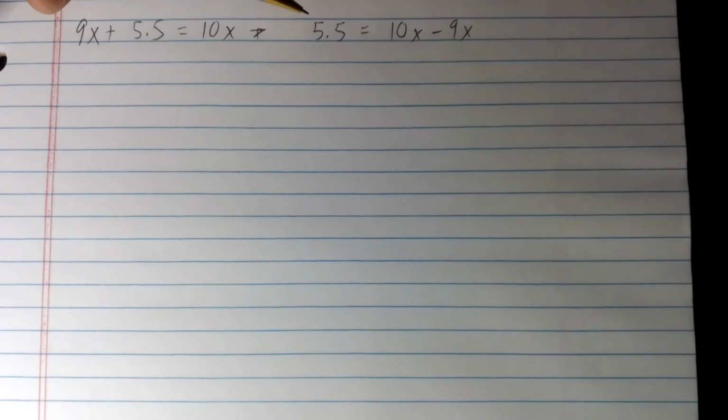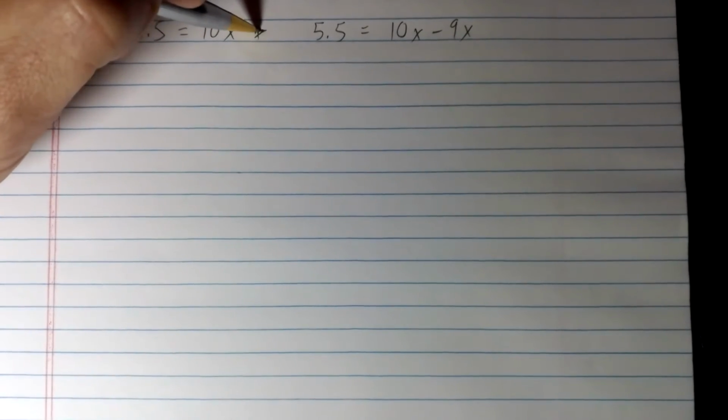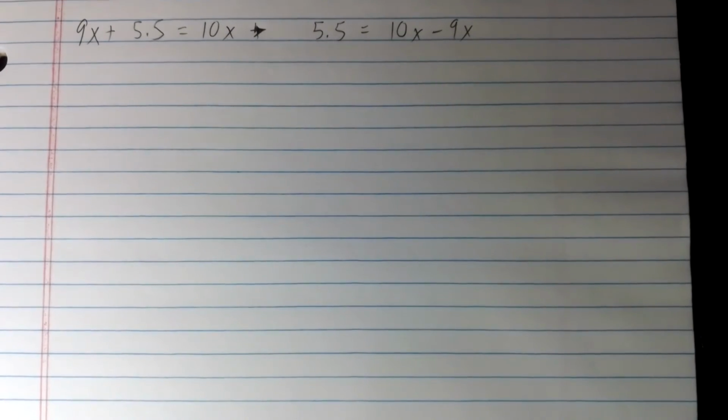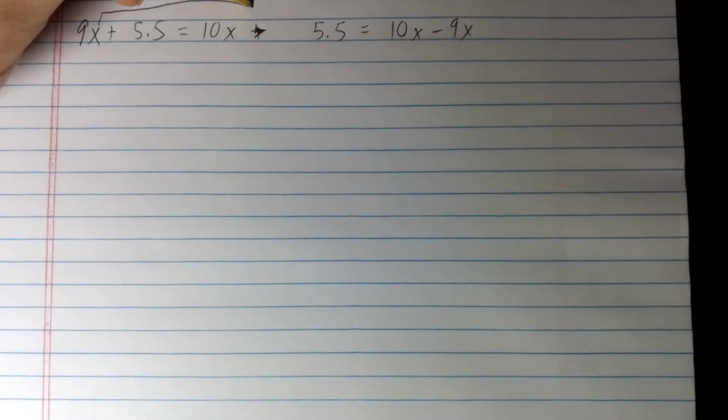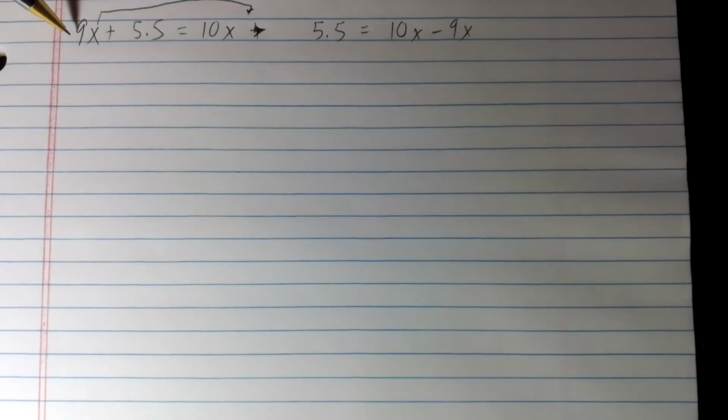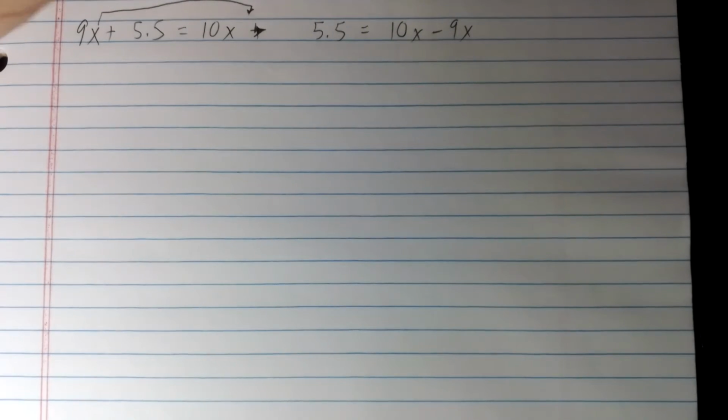You'll see what I mean. All right, now what I've done here, I highly recommend you really develop this technique. Instead of taking the time to write down minus 9x here and minus 9x here, all I've done is I have taken this 9x to the other side of the equation and changed the sign. Notice over here I have 5.5 equals 10x minus 9x. So I did minus 9x from both sides, and this is the result.